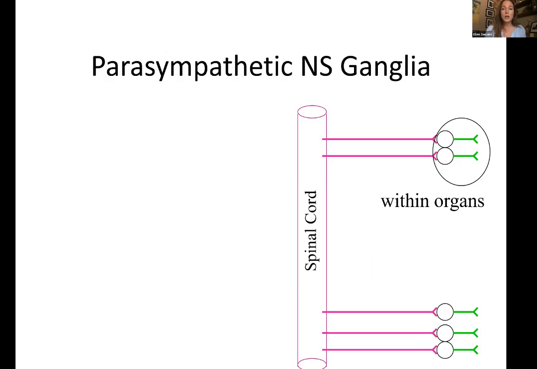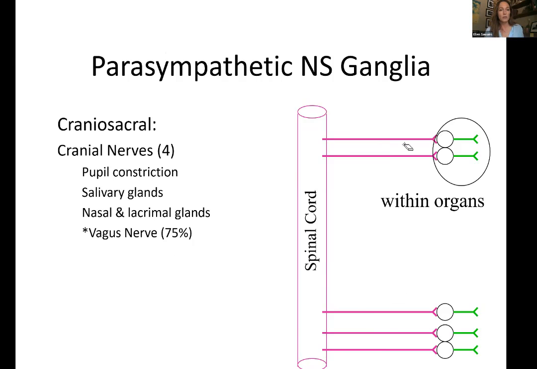What I want you to notice is you either have cranial nerves, or you have sacral nerves. So remember, the thoracolumbar was the sympathetic, but parasympathetic is known as craniosacral. So the nerves that provide us with our parasympathetic activity come from either up high in the cranial nerve or way down low the sacral nerves.